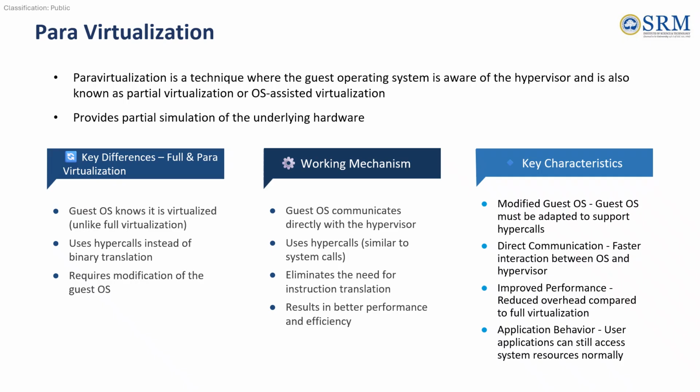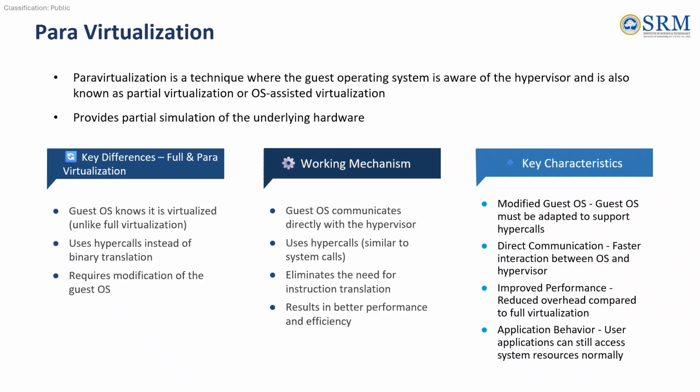In para-virtualization, the hypervisor and guest operating system work together cooperatively. User applications still function normally, but system level communication becomes faster and more optimized. This approach reduces virtualization overhead and provides better performance compared to full virtualization.